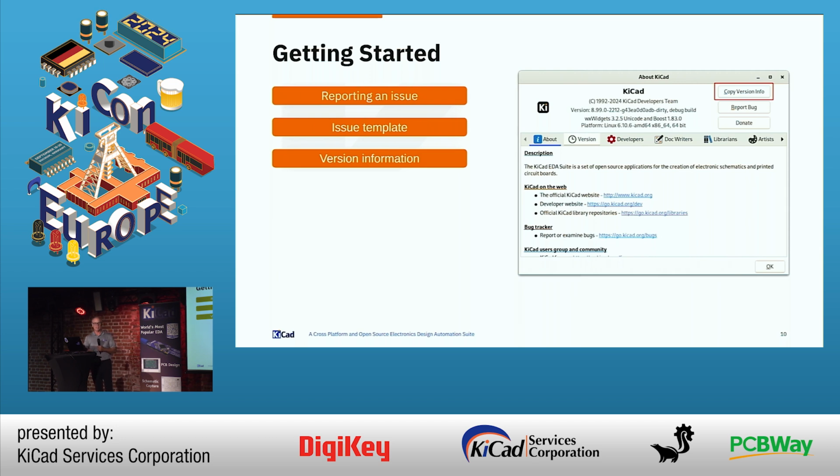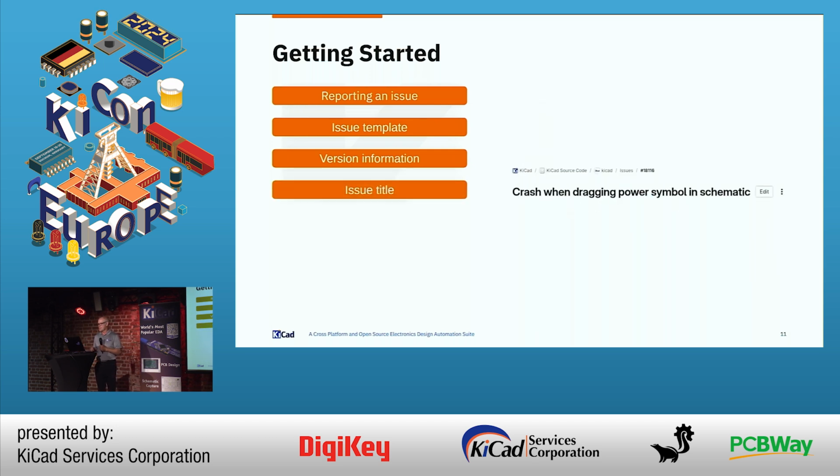So how do you get the version information? Well, we've made it pretty easy in KiCad. You go to the Help About dialog. You'll see in the upper right-hand corner of that dialog there's a box that says Copy Version Info. That will literally copy all the text that you need to paste between the triple backticks into the clipboard. You hit copy, you go back, paste it into your documentation, and everything will work well.